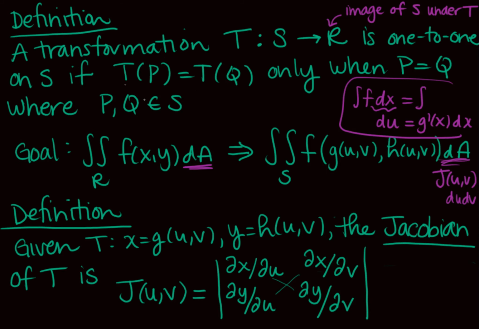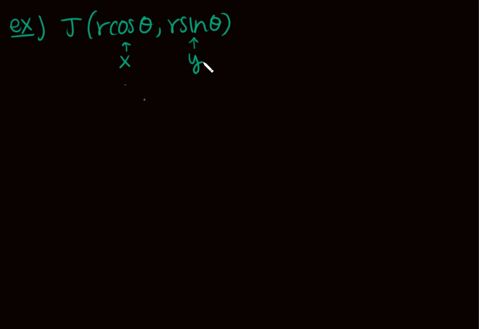So let's do an example. Clear this out. All right, the first example I want to do just for fun is I want you to find the Jacobian of r cosine theta, r sine theta, which should look familiar, right? Because remember, this would be my x, and this would be my y for my polar coordinates. And so for my Jacobian in this case, think of your u as your r, and your v as theta, right?